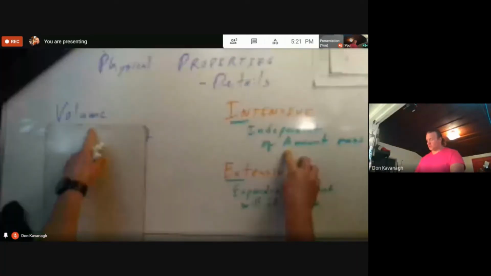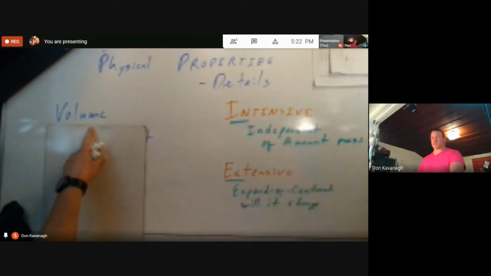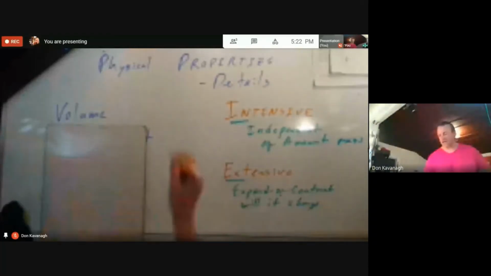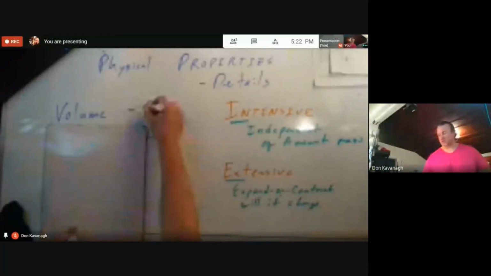Volume is definitely dependent on how much you have. If the glass of water takes up more or less volume, you know that there is more or less water there. And volume will expand or contract if you add or remove stuff. So volume is an extensive property. I'm going to put down EXT there.